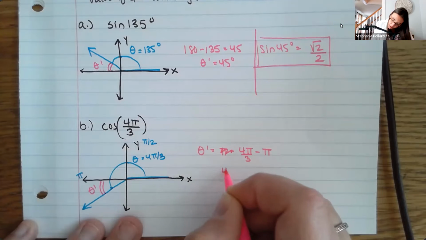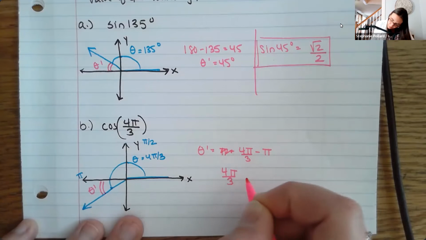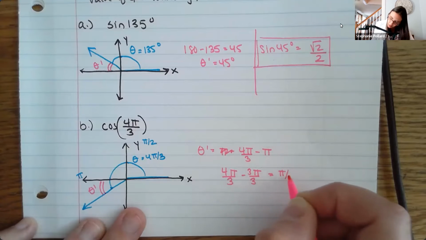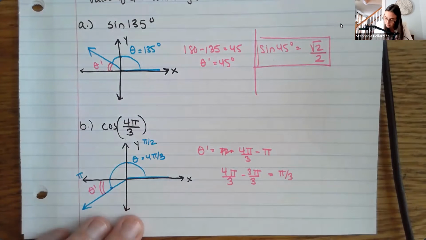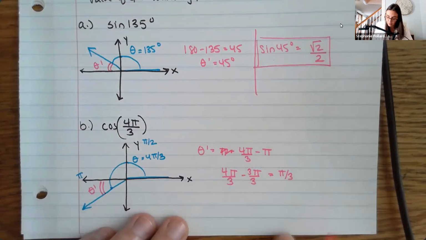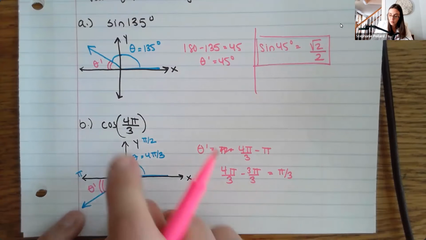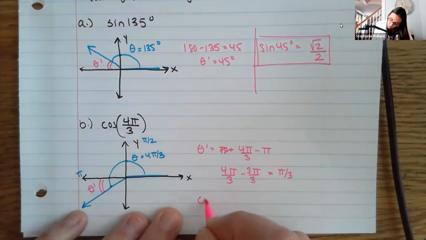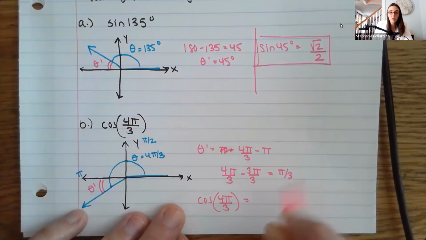In this case, because again, I want the positive answer, right? Make sure I have common denominators and I have pi over 3. So my reference angle there is pi over 3. Now I'm looking for cosine. So I'm looking at cosine of 4 pi over 3. And again, we've seen this one before.